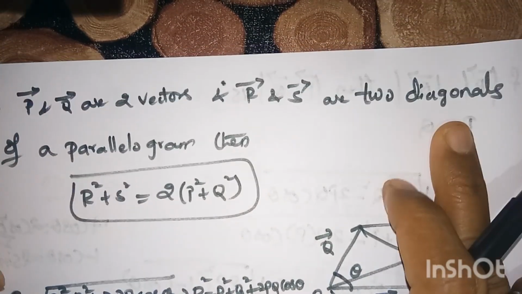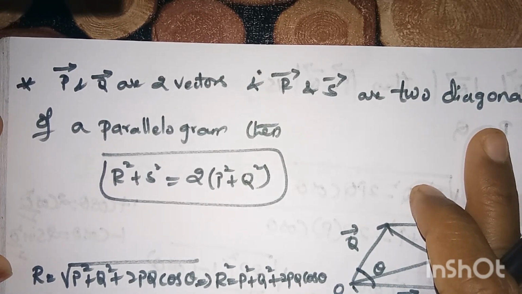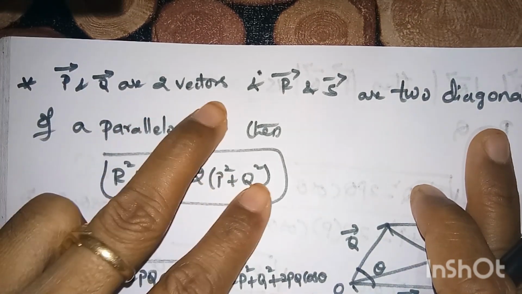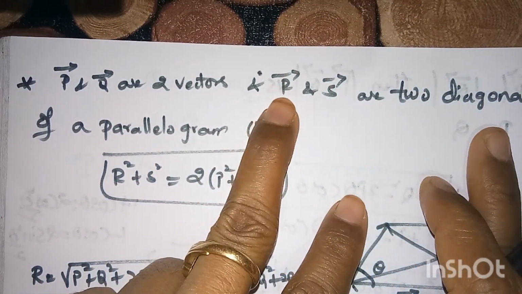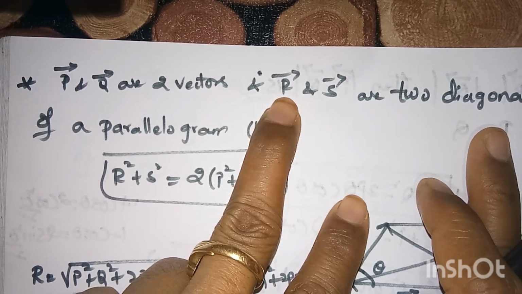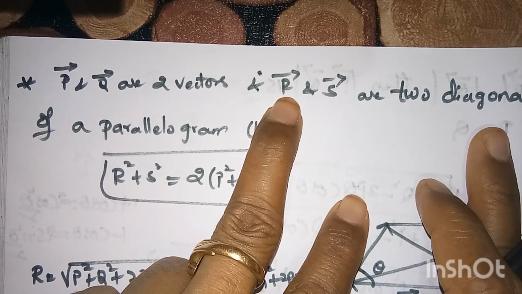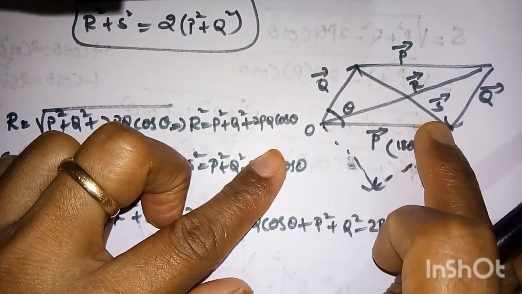This is the most important application, useful for your MSC examination, JEE and NEET. This is one of the most important multiple choice questions for competitive exams. If P bar and Q bar are two vectors and R bar and S bar are two diagonals, you know that the magnitude of the sum of two vectors is R bar, one diagonal, and the magnitude of the difference of two vectors is S bar, the other diagonal.